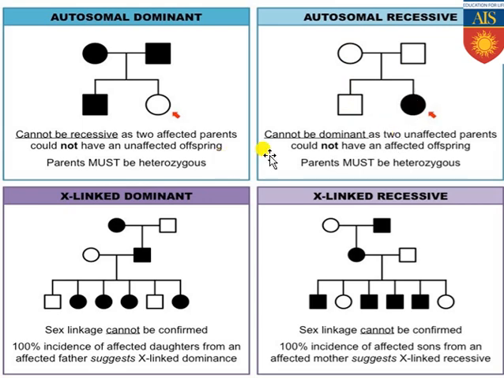How is it possible? Here it is written, it cannot be dominant, as two unaffected parents could not have an affected offspring. Obviously they cannot be dominant because the mother and father are not affected, yet their offspring is affected. That means obviously a skip of generation can be found. And when the affected individual is coming from unaffected parents, that means the parents must be heterozygous.